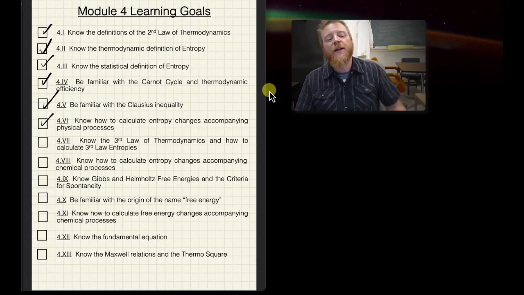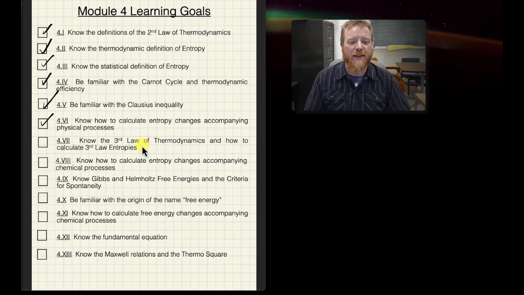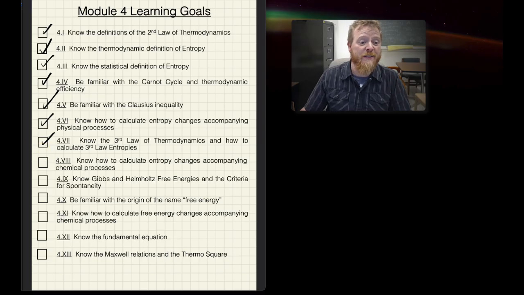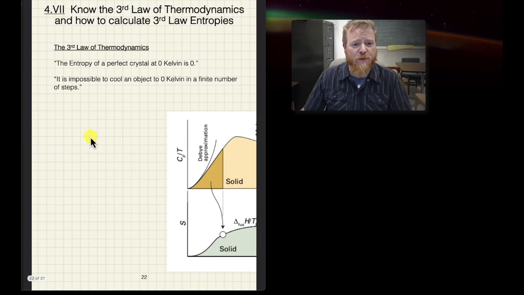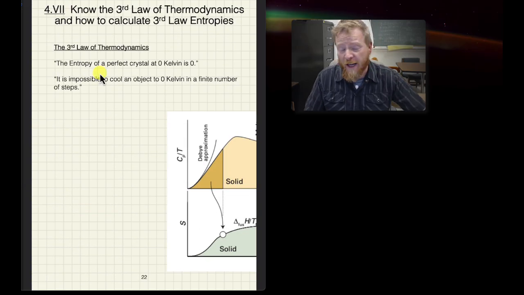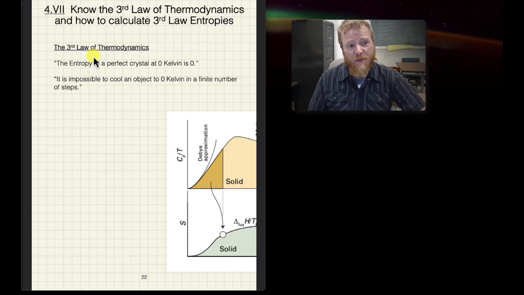All right, people, not one law of thermodynamics, but two laws of thermodynamics in this module. So we're going to get into this third law of thermodynamics and this whole business on third law entropies. So two laws of thermodynamics for the price of one module. Okay, so stated plainly, the third law of thermodynamics says the entropy of a perfect crystal at 0 Kelvin is 0.